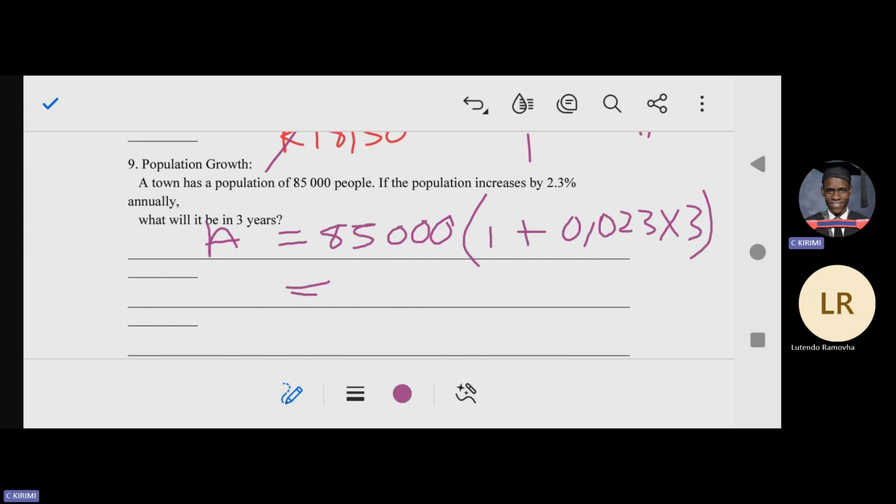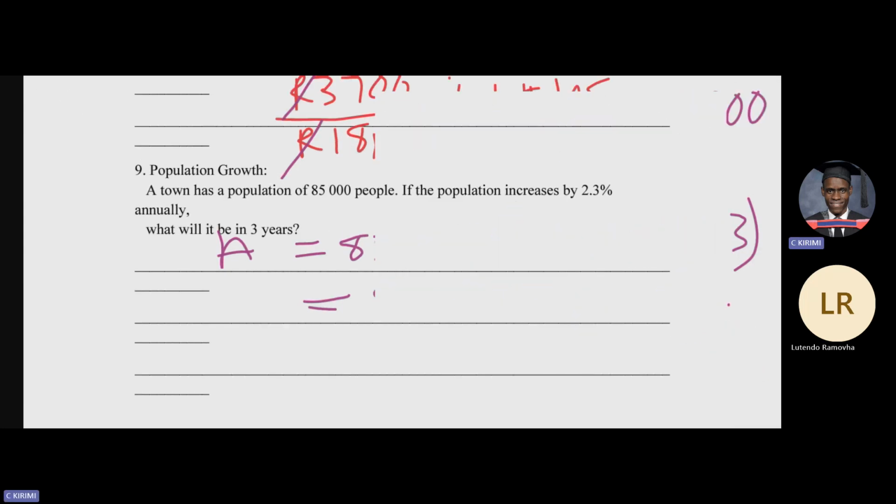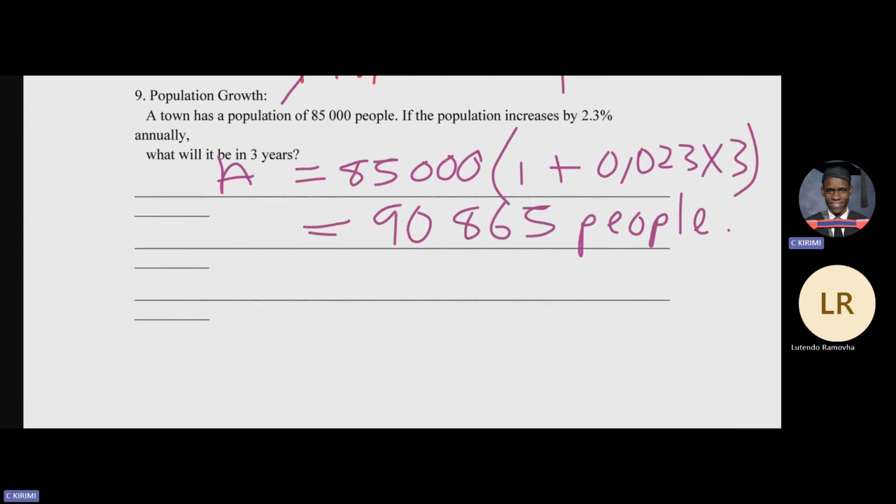Let's just verify that one. So 90,800 and what? 865 people. Yes. So that would be the new population. Yes, 865. Right. So it's clear there. I don't think there's a problem there.